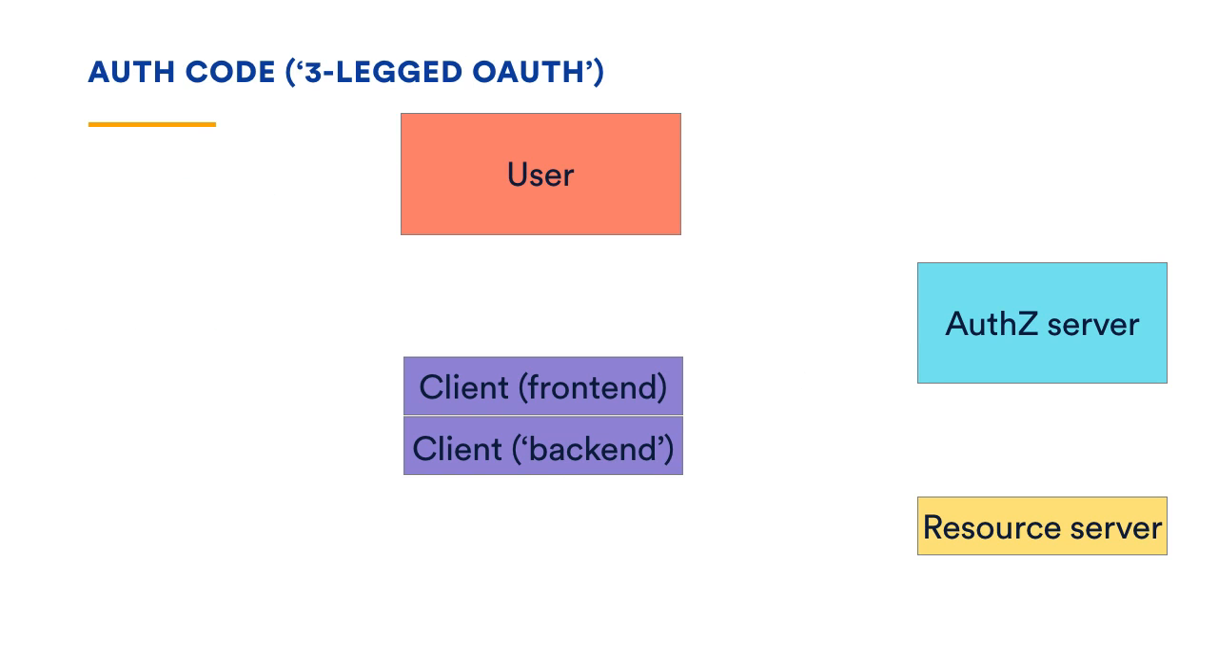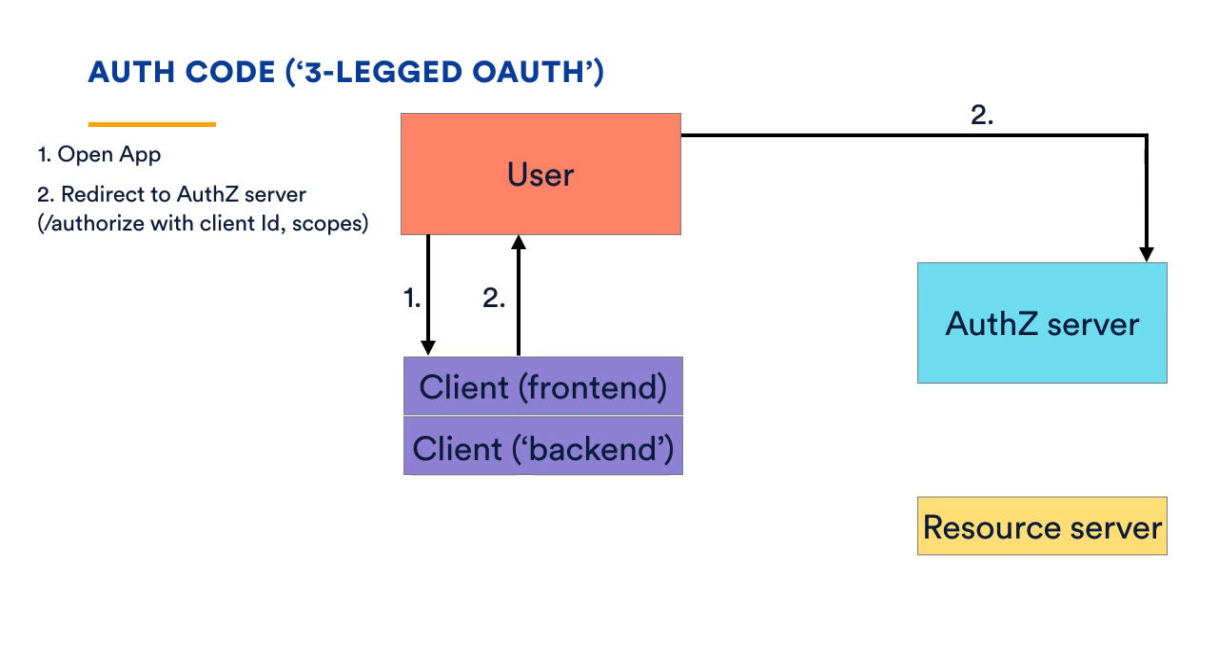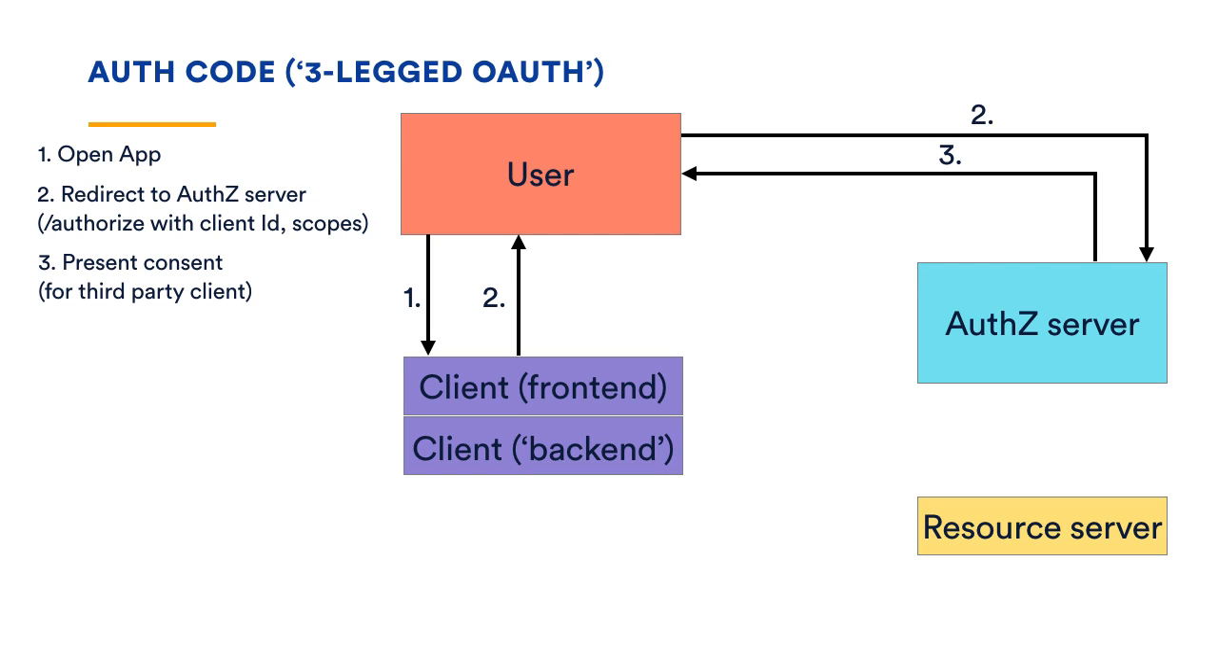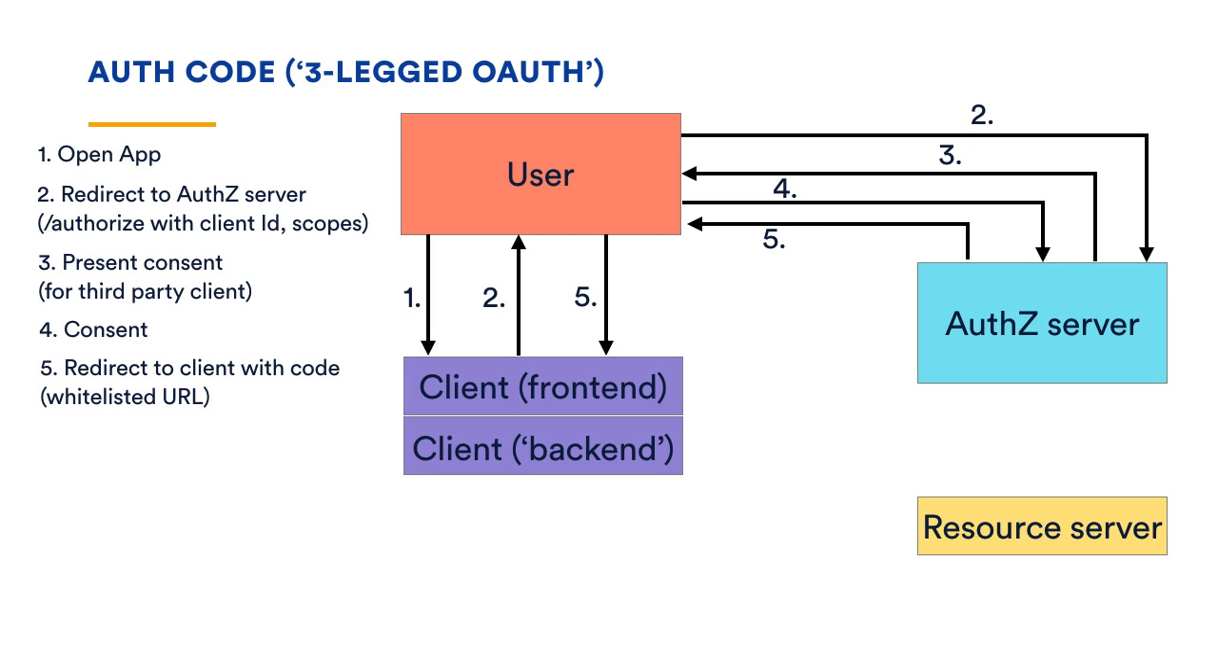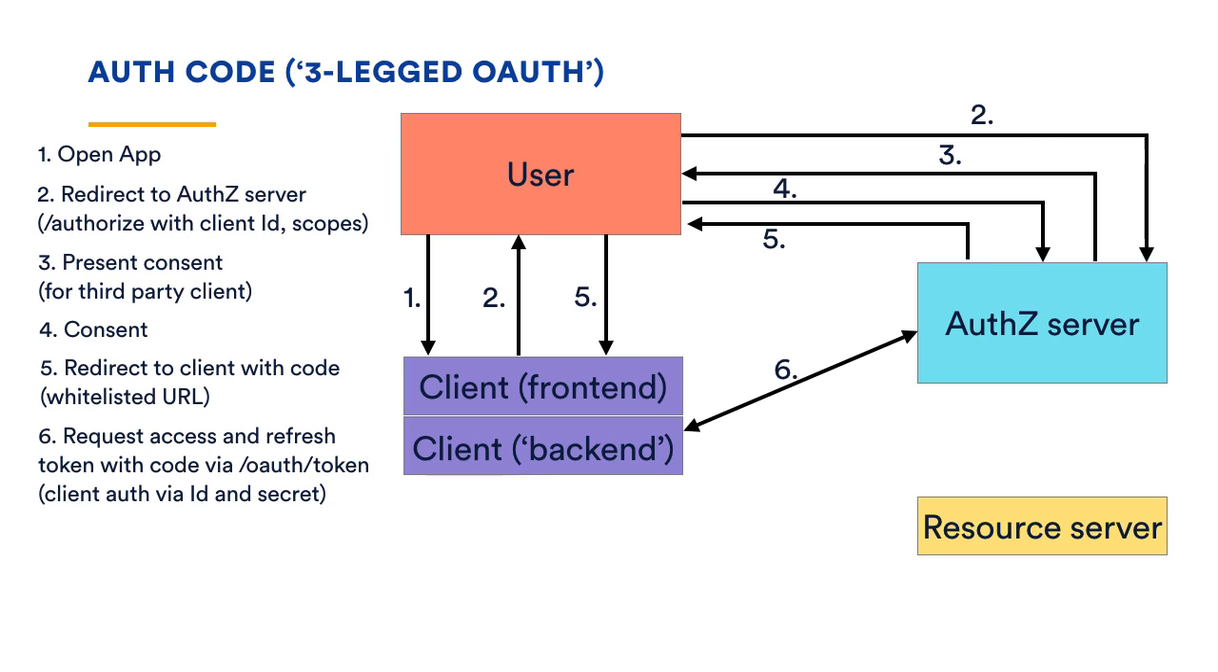Let's step it up to the auth code flow. Here, the user starts by opening the application, so it goes to your client application in the browser, say. The client then redirects the user to the authorization server, requesting specific scopes in a particular resource server it wants access to. The authorization server then presents a consent screen to the user, which the user can then consent to, in which case the authorization grant is stored in the authorization server. The AuthZ server then redirects the user back to the client with a one-time authorization code that the client backend can use to exchange for its access token and also a refresh token, which I'll get to in a minute.